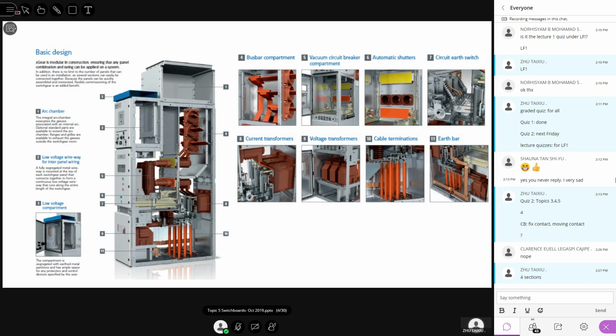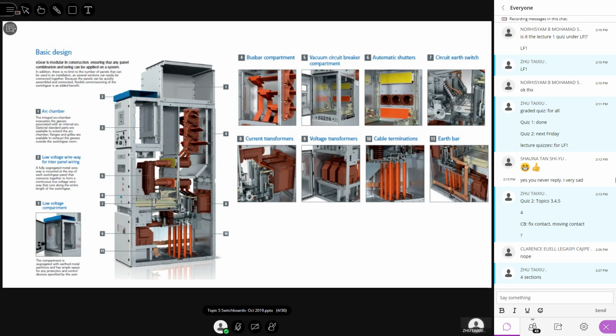By the way, you can also watch videos from the internet. A lot of videos from switchgear companies like ABB, GE, Siemens, and also Mitsubishi, or these high voltage companies, they make switching devices.